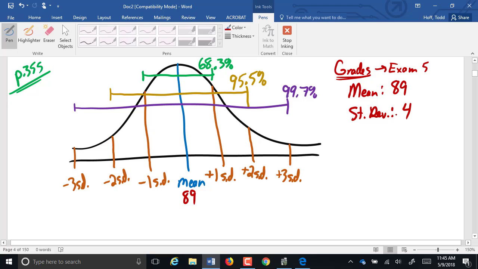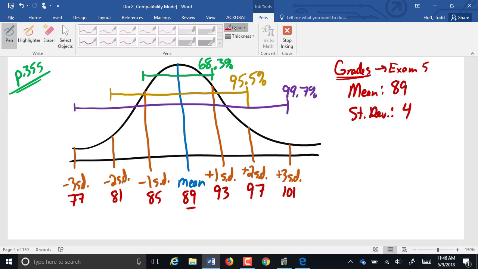The standard deviation of 4 tells us every step we go, we're going to be adding or subtracting 4. We're adding or subtracting a standard deviation. So plus 1 standard deviation means we're adding the standard deviation. So 89 plus 4 is 93. Plus 2 means we're adding the standard deviation again. 93 plus 4 is 97. Plus that standard deviation again, 97 plus 4 is 101. Going the other direction, we subtract the standard deviation. So we start with that mean of 89 again, subtract 4 gives us 85, subtract 4 again gives us 81, subtract 4 again gives us 77.